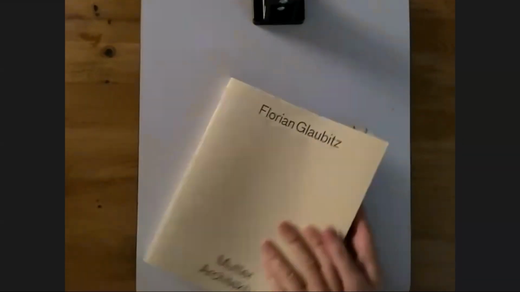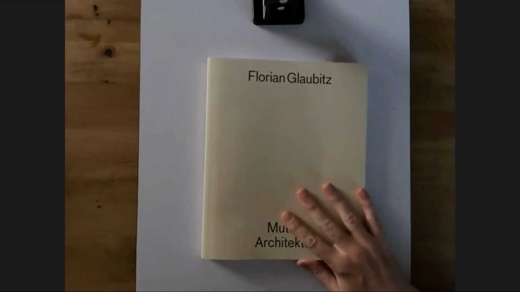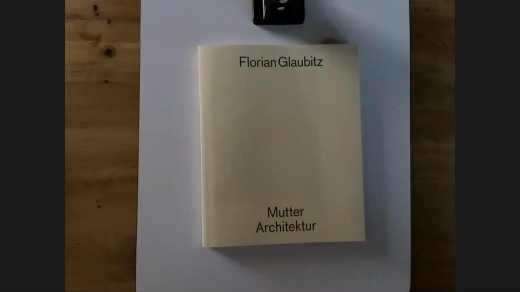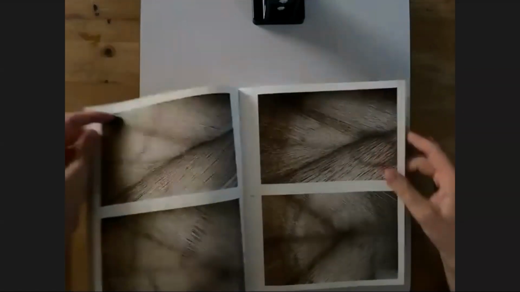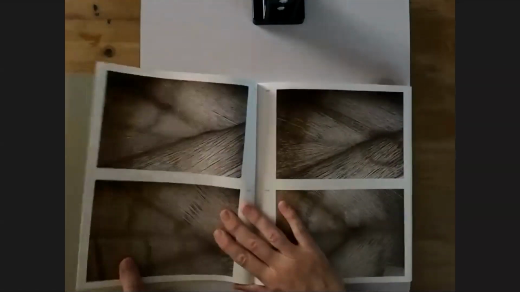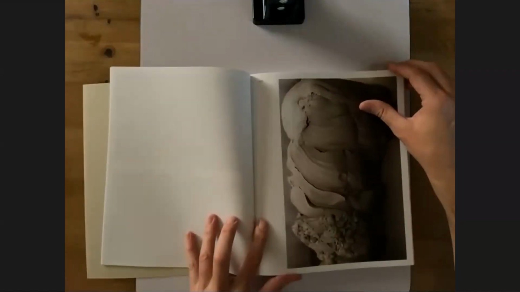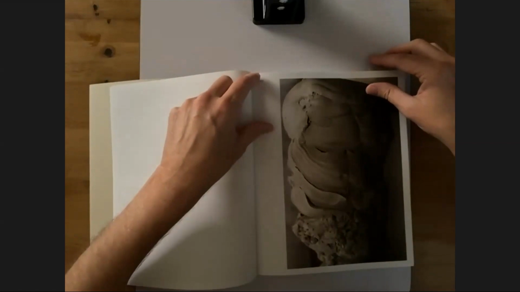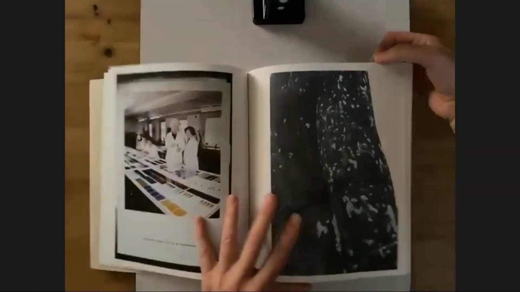Let me come to the next one. So this is Florian Glaubitz. Let me start by saying that I love the pictures in this book. So it's really an interesting book. It's interesting pictures in here. And let me show you some of the pictures in here, to give you an idea why I love this book.